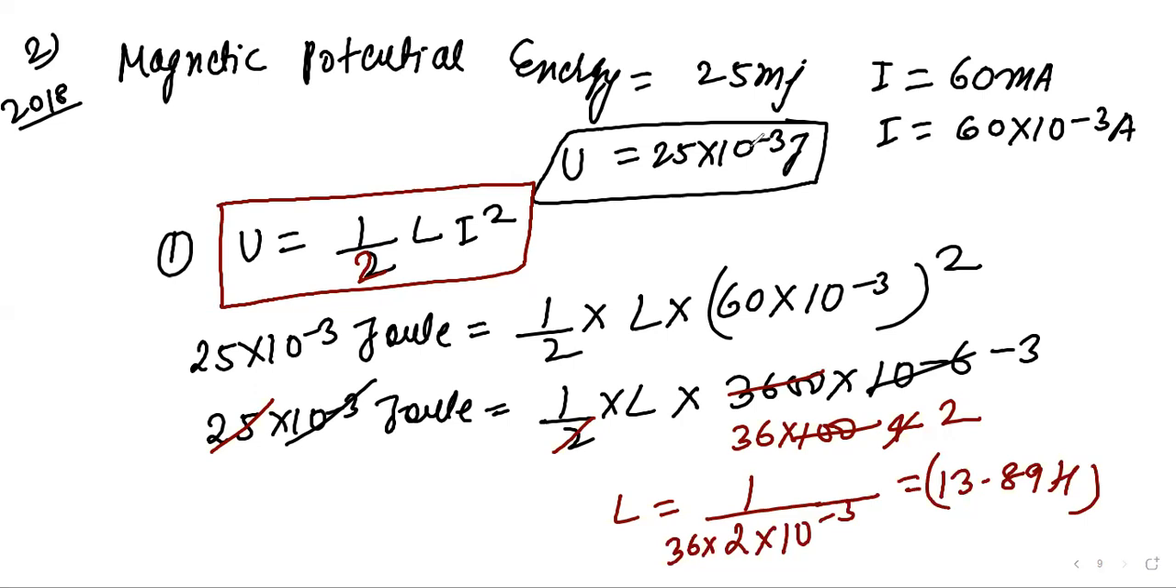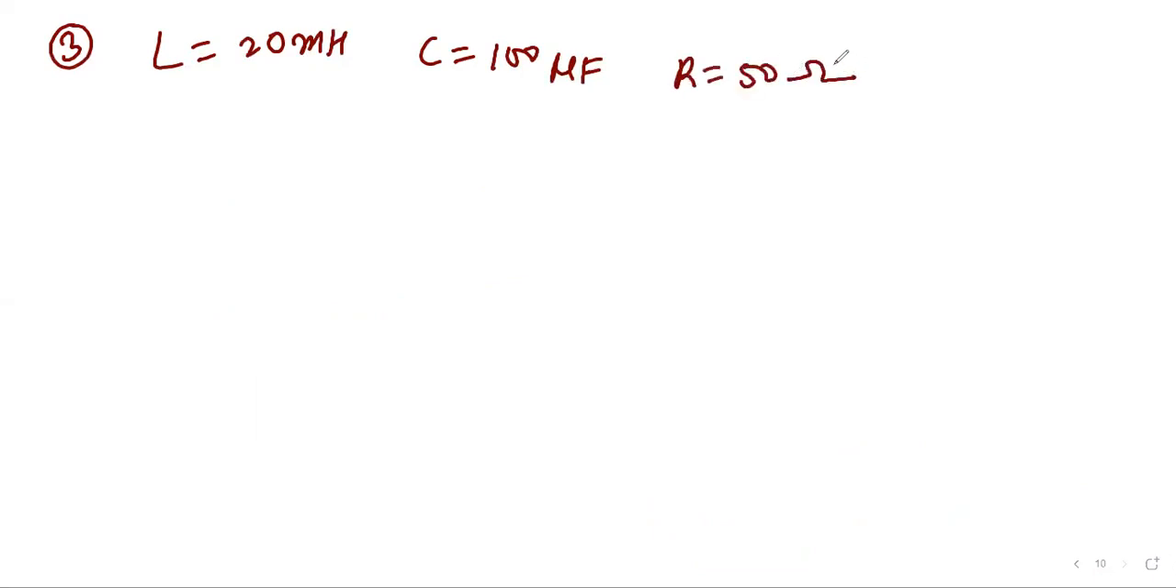Now see the question number 3. An inductor of 20 millihenry. So the inductor value is 20 millihenry. Capacitor C is 100 microfarad. Resistor is 50 ohm. They are connected in series with the EMF volt. So V is given as 10 sine of 314 t. You have to tell the power lost.